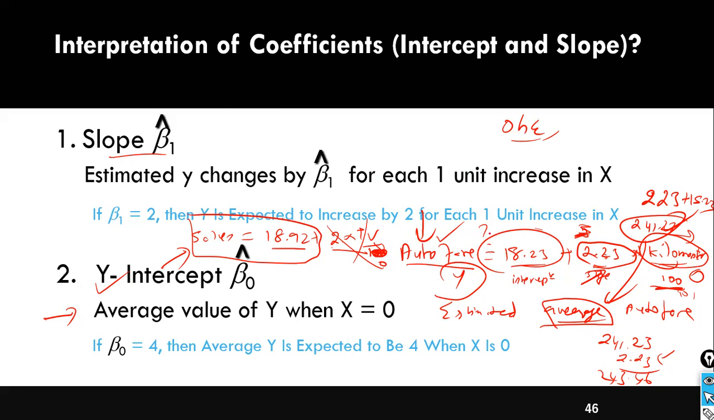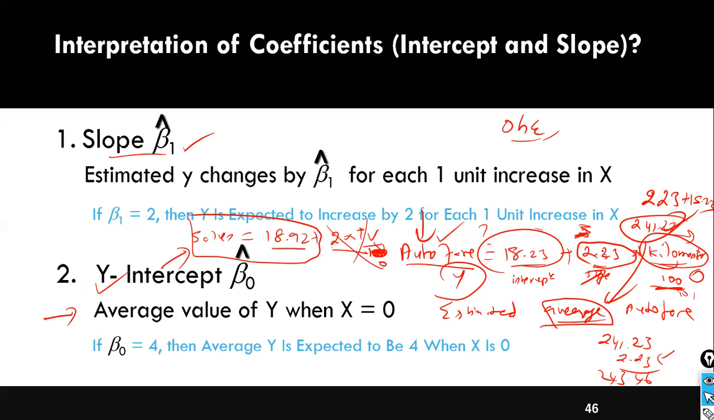Okay, and if somebody is asking you, for every 1 kilometer increase, how much the auto fare will increase? If somebody is asking a question like this, what will be your answer? With the help of slope, you can tell 2.23. For every 1 kilometer increase, the auto fare will increase by 2.23. This is what is called the rate of change in y, right? So what is the rate of change in y when x changes by 1 unit? The auto fare will increase by 2.23. We can say it that way also. You can rephrase it, right?